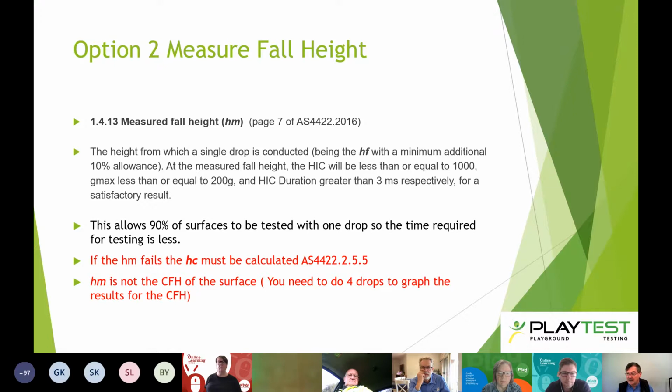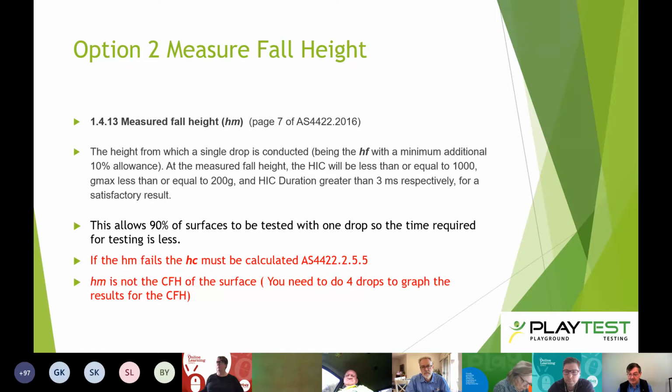So the measured fall height allows 1 drop to be done 10% higher than the free height of fall. And if it passes at that HM, this speeds up the testing for 90% of the surfaces we normally test, and they pass easily. So 90% of the surfaces out there are great with 1 drop. It's only when you get close to that critical fall height and it starts failing that 10% requirement that you have to go back and do the critical fall height, do 4 drops and actually work out the critical fall height of the surface.